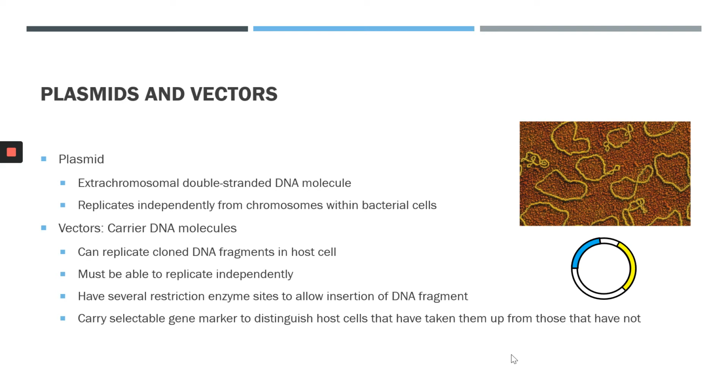Vectors are designed to replicate independently, and they also have several restriction enzyme sites that allow for DNA fragments to be inserted into these vectors. Vectors also carry selectable marker genes. These selectable marker genes allow the researcher to distinguish between host cells that have taken up the vector and those that have not.